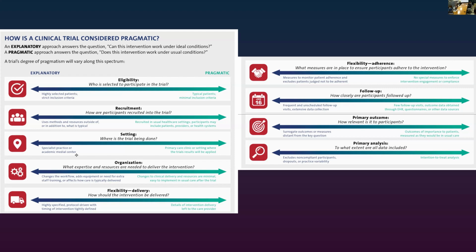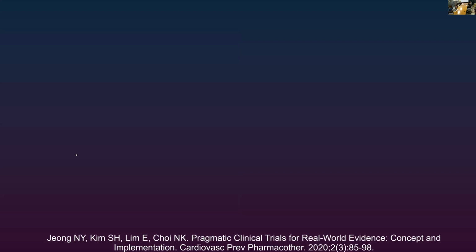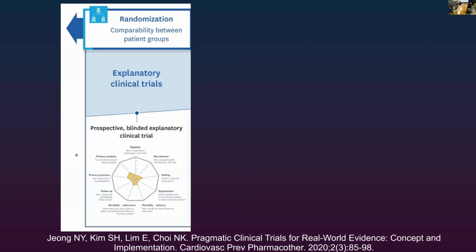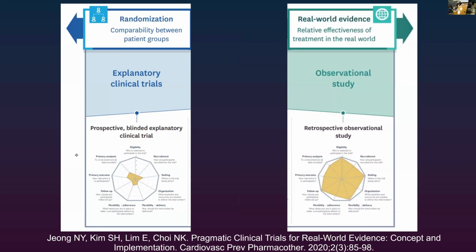Is it predominantly intention to treat, or have they excluded a lot of groups, and there's a lot of practice variability? So on one hand, we have the explanatory clinical trial. If you plot the diagram for an explanatory trial, it will be quite small because everything is very controlled. Whereas an observational study relies on real world evidence, so it's quite large. However, there's a lot of bias that can creep in.